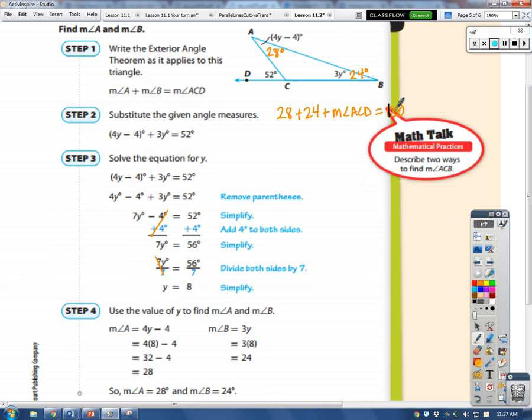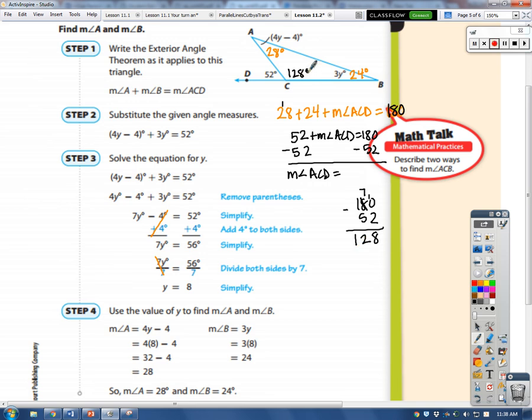You can't hardly see that. Right? So 28 plus 24 is 52, plus the measure of angle ACB should equal 180, right? So then I'm going to subtract 52 from 180. And so I've got the measure of angle ACB equals 180 minus 52, which is what? Let's work it out here. 180 minus 52. Borrow 7, 10, 8, 2, 128 degrees.